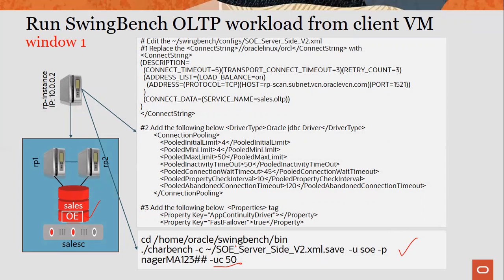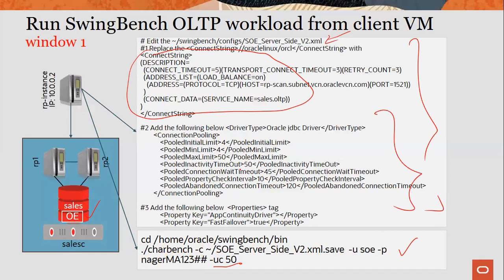So the customers will be populated, orders will be populated, order items will be populated, and so on. But before I run that, actually the Swingbench has a configuration file. Before you run this Charbench program, you need to update your configuration file. So basically, I updated the connect string. Then for the connection pool, I have a small section, so I already did that.